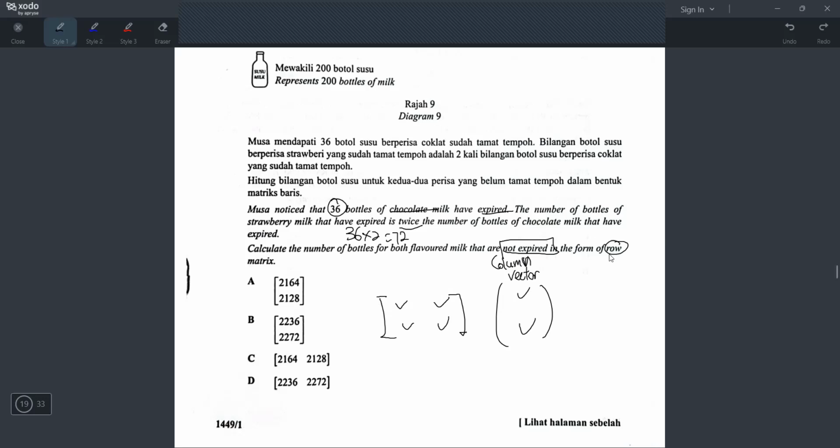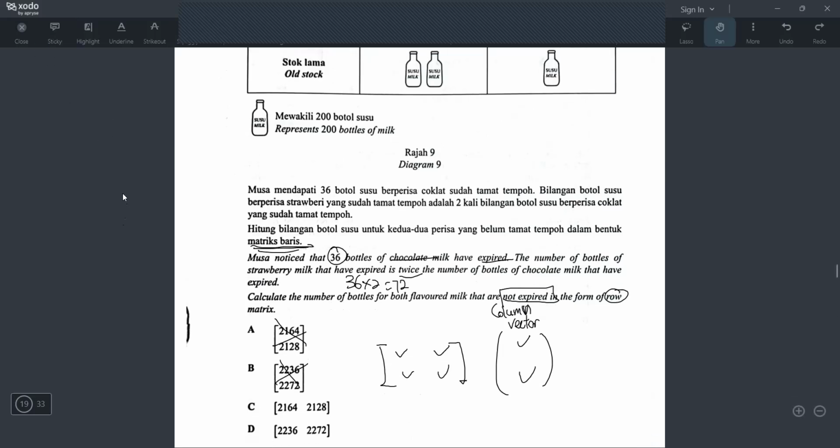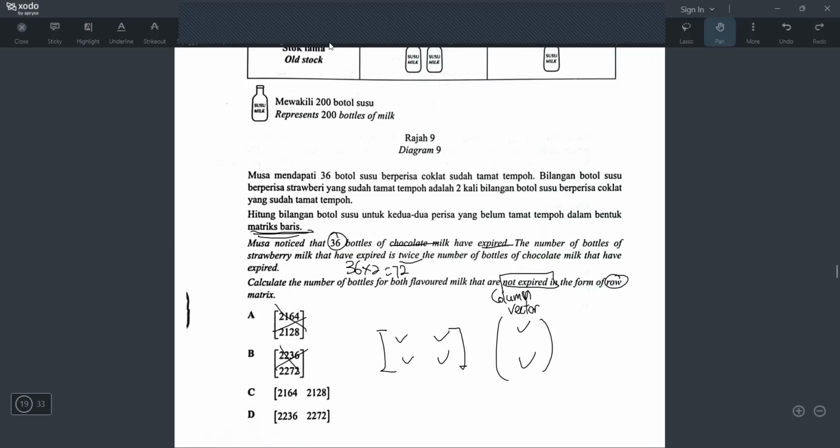So from what they say here, they say row matrix, matrix baris. It means it's not a column matrix, it's like that, one number here, one number here. So definitely we already know A is out, B is out. So it's either C or D. So yeah, we have to calculate it. Don't forget, we are trying to calculate the not expired, not the expired.